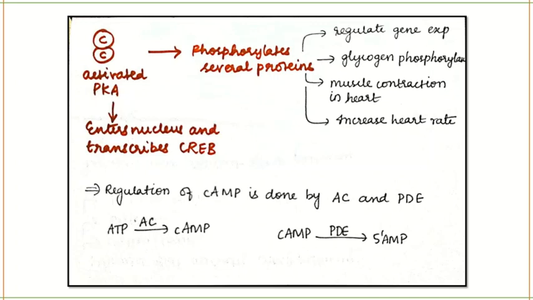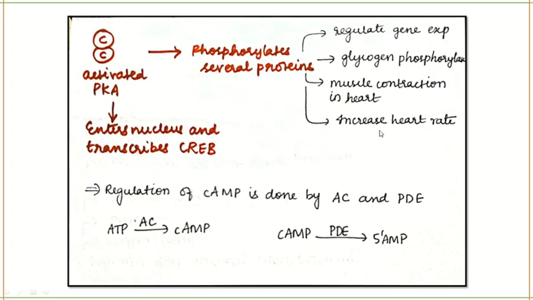I hope you understand the concept here. What is the function of activated PKA? Activated PKA will phosphorylate several enzymes, and it is helpful in gene expression and glycogen phosphorylase function. It will phosphorylate glycogen phosphorylase, which is an enzyme that converts glycogen to glucose, and it is also helpful in muscle contraction in the heart.